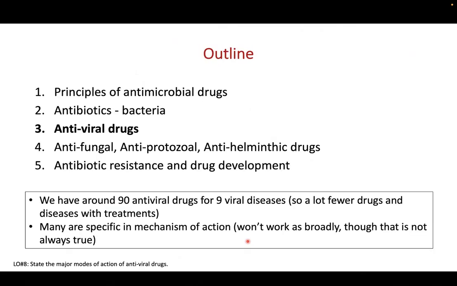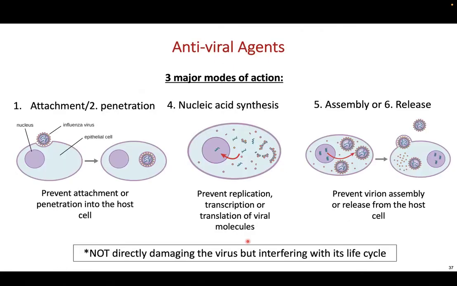So now we've talked about principles of antimicrobial drugs, and we've talked about antibiotics that target bacteria. Now it's time for us to talk about antiviral drugs. We have over 90 antiviral drugs for 9 viral diseases. So you can realize that there are a lot fewer drugs available for all these viral diseases. Many are specific to mechanisms of action that won't work as broadly, though it's not always true.